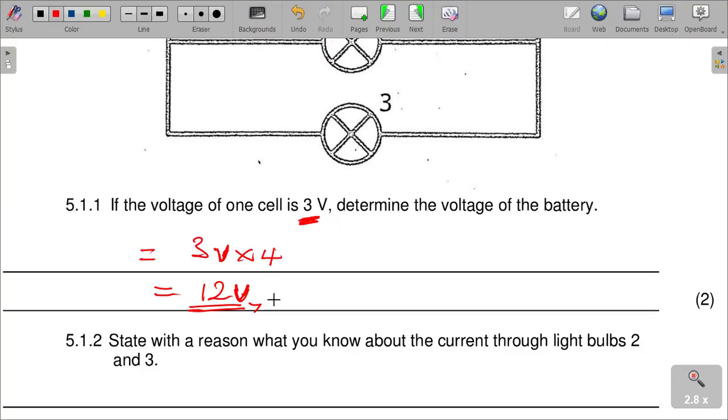Because I'm saying we have got 4 cells there, and each cell has got 3 volts. So you just multiply 3 times 4.